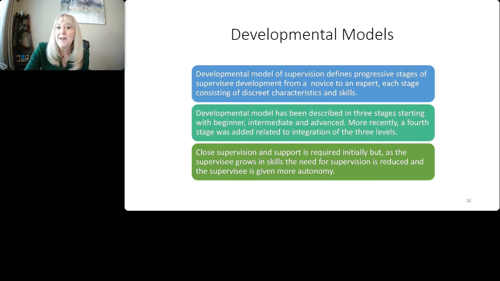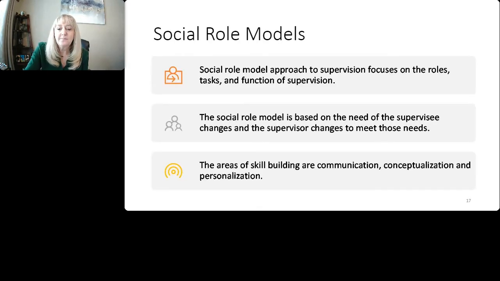So you don't want to become dependent on your supervisor. You want to eventually, as a supervisee, show that autonomy and show that you don't need that. And that's sometimes why people are micromanaged, because the supervisor thinks you need it, but maybe you don't. So the social role model is that approach to focus on roles and tasks and the function of the supervision.